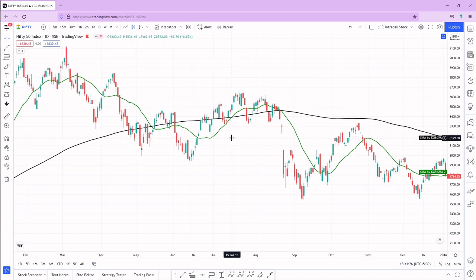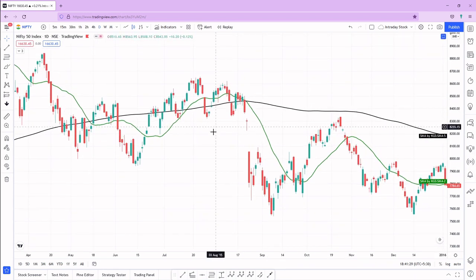If you guys want to go and check whether this stock has performed well or not, I'll tell you guys one thing.